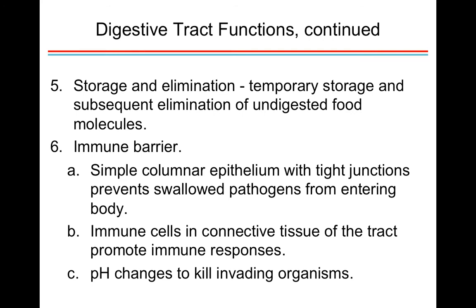Last but not least, we have the immune barrier, and the simple columnar epithelium with tight junctions prevent swallowed pathogens from entering the body in between cells. Any pathogen would actually have to invade a cell and cross that way, which is transcellular movement. And there are immune cells in the connective tissue of the GI tract that can help make an immune response. And the pH 1 of the stomach can kill many microorganisms.